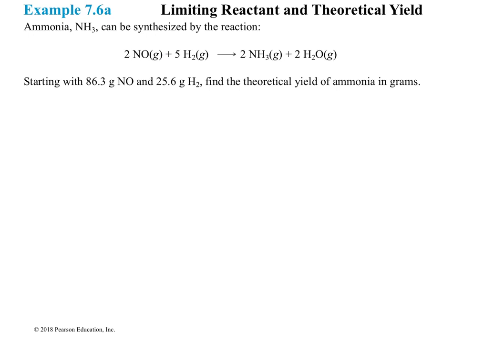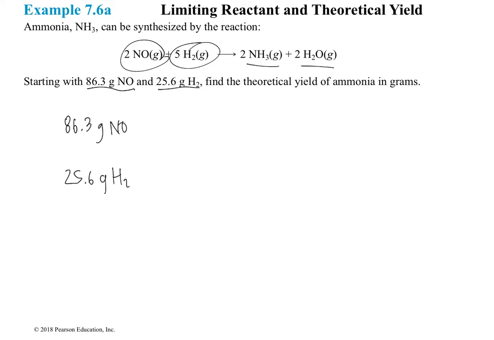So let's bring it back to chemistry. If I have ammonia being synthesized by this reaction, if I start with 86.3 grams of nitrogen monoxide and 25.6 grams of hydrogen, what's the theoretical yield of ammonia in grams? So I'm going to start by going with my 86.3 grams of nitrogen monoxide and 25.6 grams of hydrogen. Notice these are both reactants. If they ever give you numbers for a product, don't ever start there. You don't need to. It's a product. It can't be a limiting reactant. Hint, hint, it's a reactant. So here are my two reactants.